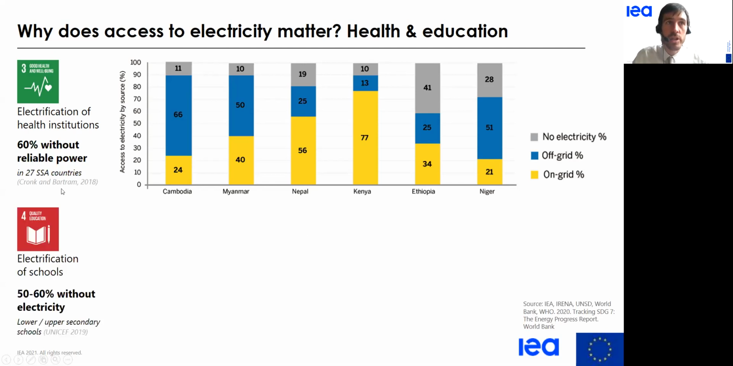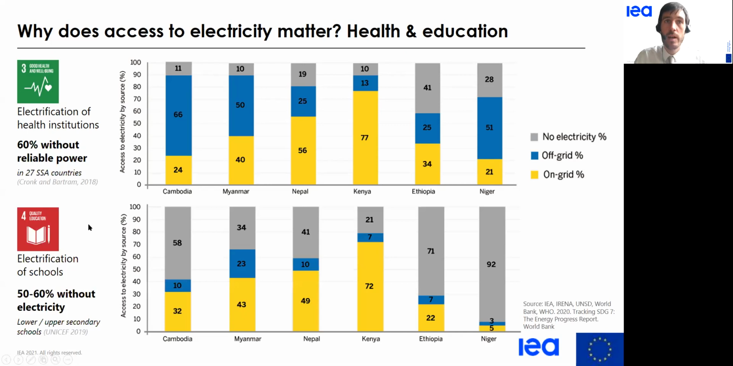If we look at education and electrification of schools, also under a UNICEF survey, we see that more than half of the lower and upper secondary schools are not electrified. And here again, we can see that Kenya is ranking quite high with 80% of schools electrified, but in the case of Niger, it's only 10%. And again, you have some countries making use of off-grid technologies, like Myanmar in Asia, to electrify those schools.